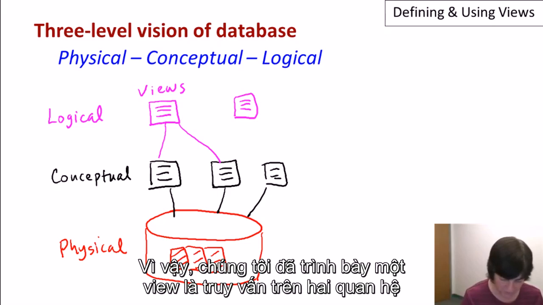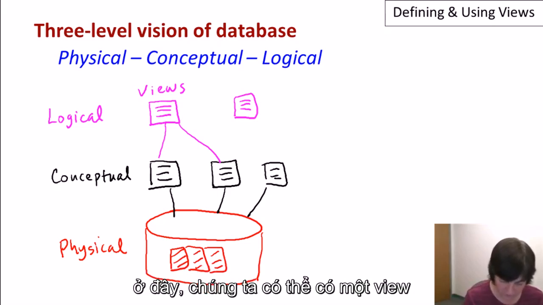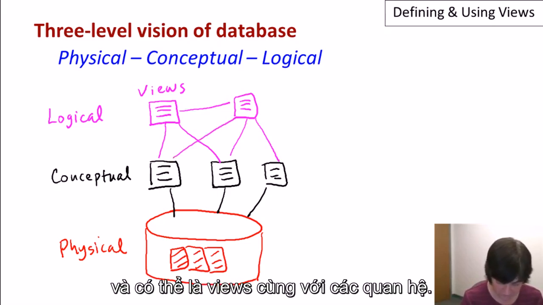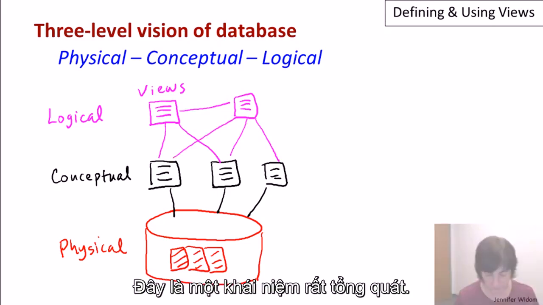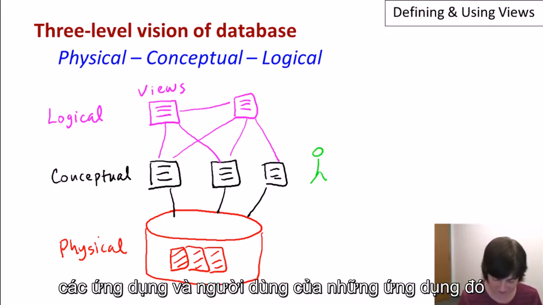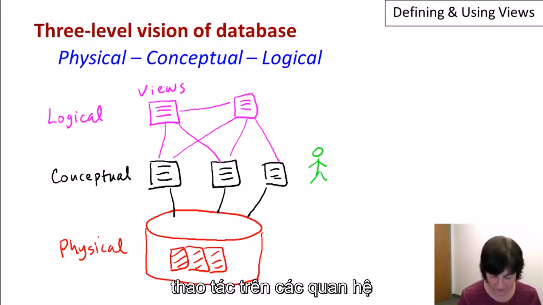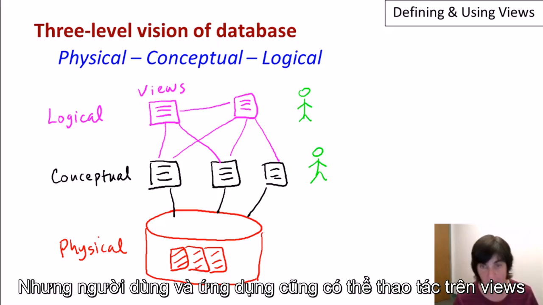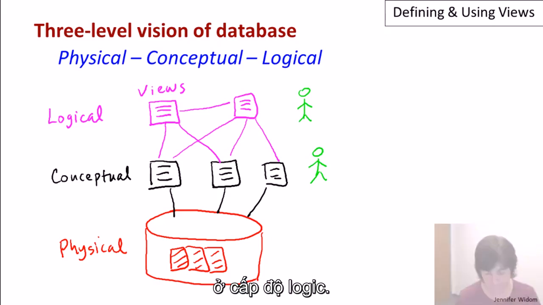So we showed one view that is a query over two relations. Here we could have a view that's a query over views and maybe views together with relations. It's a quite general concept. So until now, we've seen applications and users of those applications operating on the relations at the conceptual level, but users and applications can also operate on views at the logical level.